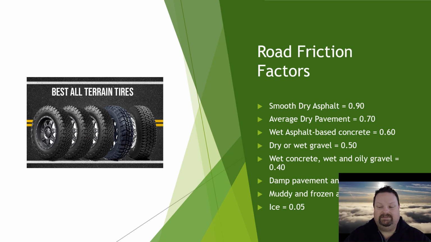Damp pavement, melted ice, 0.35. Muddy and frozen asphalt, 0.2. And then, of course, ice is the least amount of traction you're going to get at 0.05. So it's going to be very difficult to stop, right? So when looking at your braking charts, it kind of correlates to that. So you want to make sure that you have enough space between you and the car in front of you when you're stopping, or how much time you're going to use to stop at an intersection. Anytime you're in these type of conditions, you definitely want to compensate for that and brake sooner. Okay, so that way you have a better chance of stopping on time and correctly.